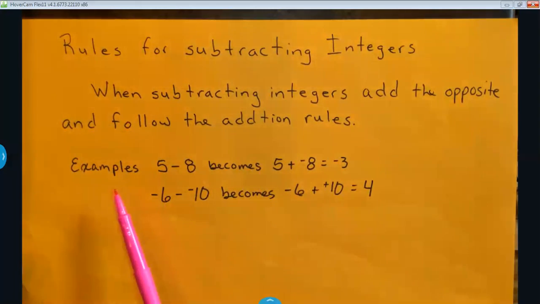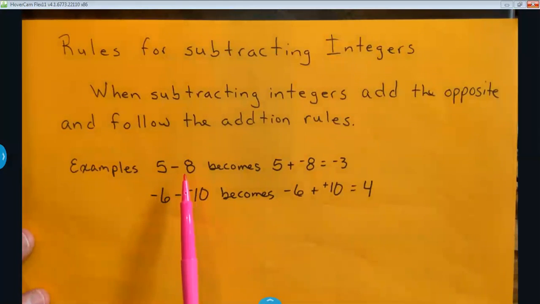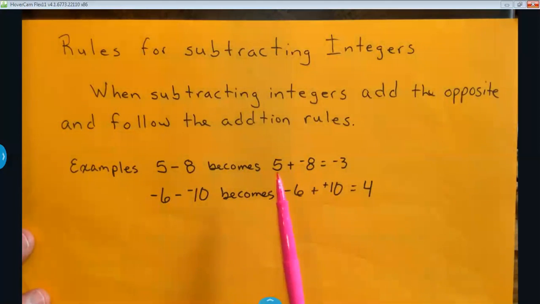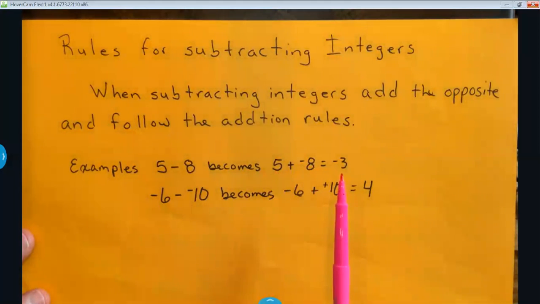So the first example that I give you is 5 minus 8. So I'm subtracting integers. The rules tell me to add the opposite. So I add, and the opposite of 8 would be -8. And now I follow the addition rules. I'm adding two integers with different signs. So I subtract. 8 minus 5 is 3. Keep the sign of the higher number. Higher number is 8. Its sign is negative.